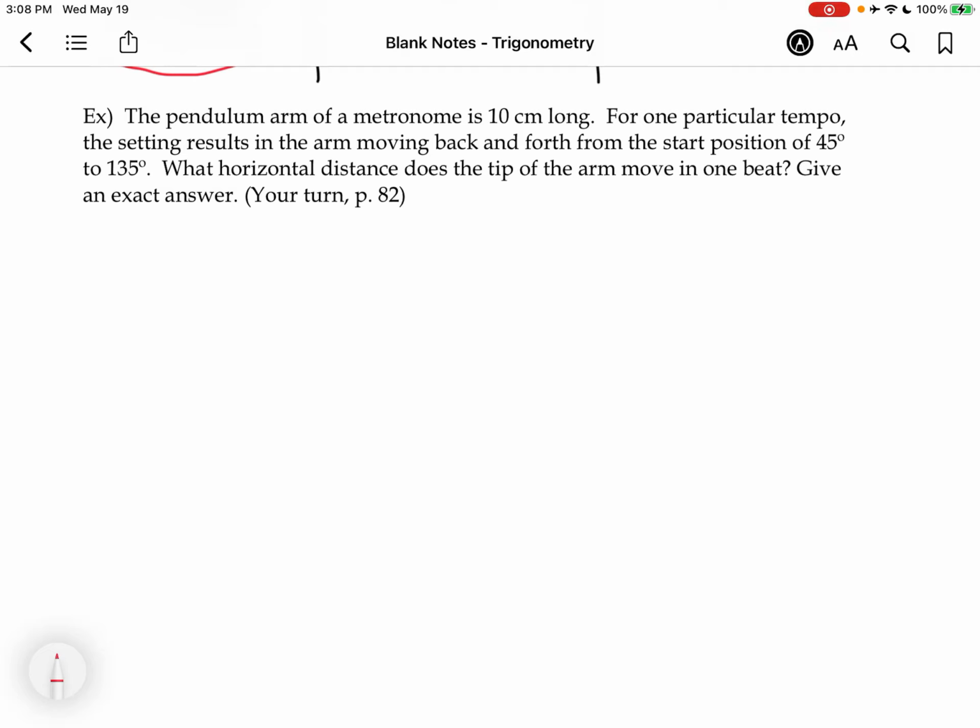The pendulum arm of a metronome, which is something that keeps time in music, is 10 centimeters long. For one particular tempo, the setting results in the arm moving back and forth from the start position of 45 degrees to 135 degrees. What horizontal distance does the tip of the arm move in one beat? Give an exact answer.